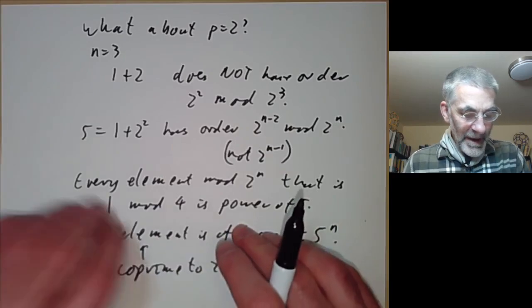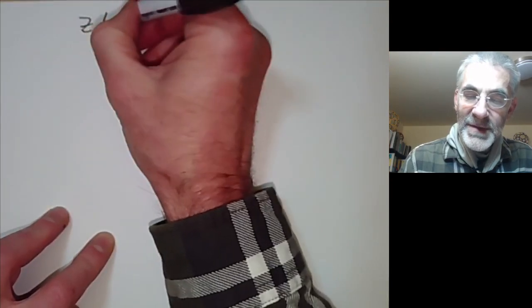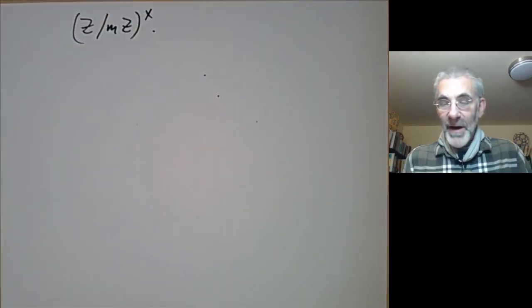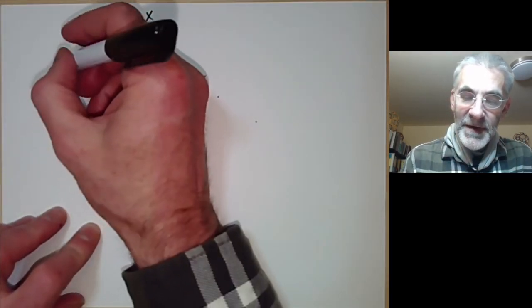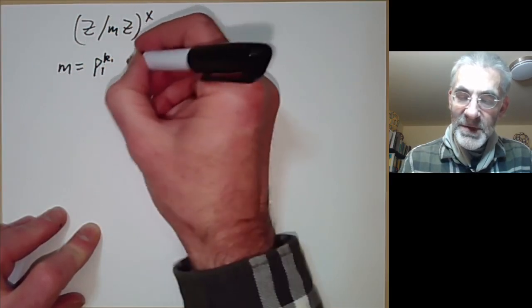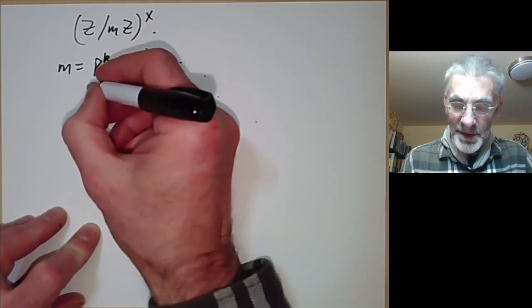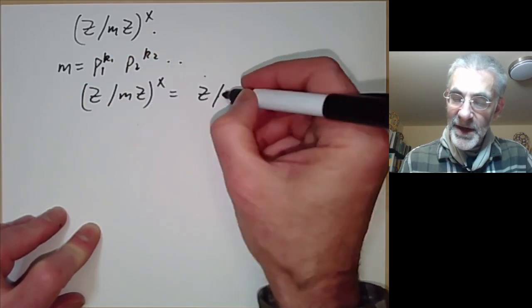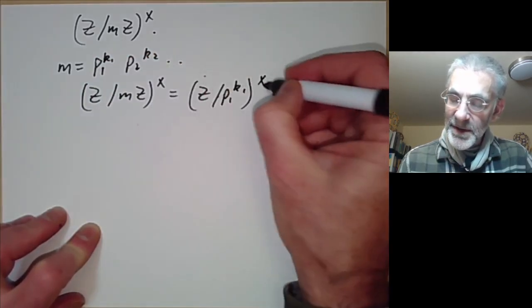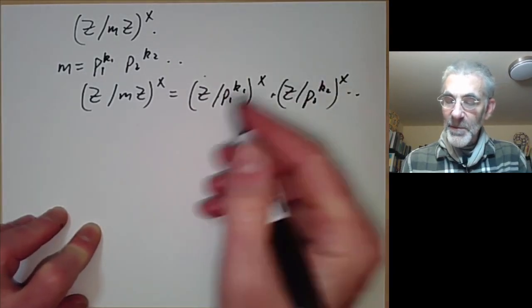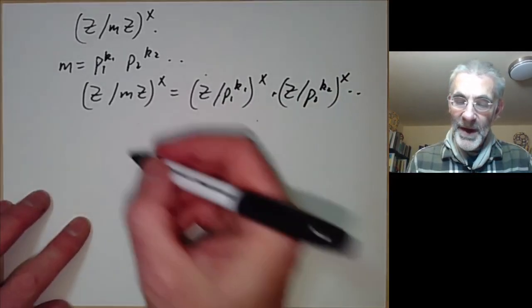What this does is it gives us a complete description of what the group Z modulo mZ star is for any m. And we can describe this group as follows. First of all, we write m as a product of primes, p1 to the k1 times p2 to the k2. And then, as we saw earlier, Z over mZ star splits as a product: Z over p1 to the k1 star times Z over p2 to the k2 star, and so on. So we can reduce to the case of prime power order.